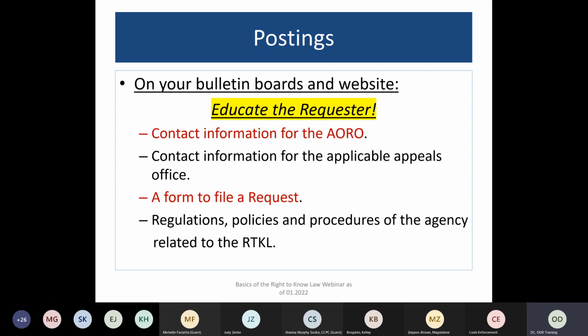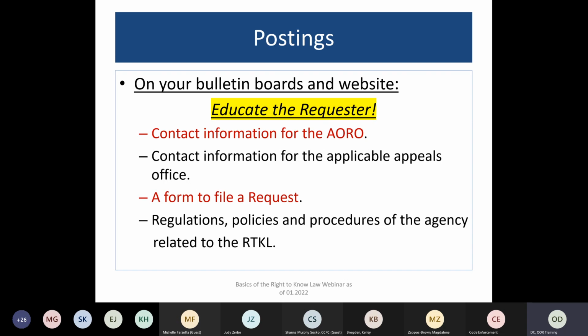Contact information for the arrow. Who do I give this to? Contact information for the applicable appeals office. And in the greater majority of cases, it's going to be the Office of Open Records. And I think the best thing you can do there is just put the URL for our website, because most of our interaction with the public we do through our website, and that interfaces with our docketing system, et cetera, et cetera, et cetera. So it works out rather well.